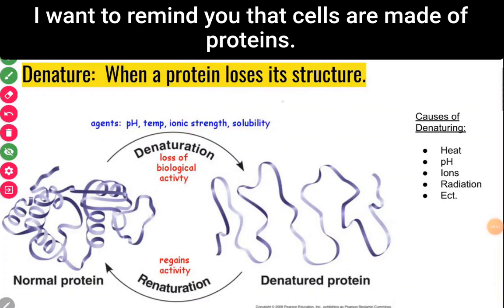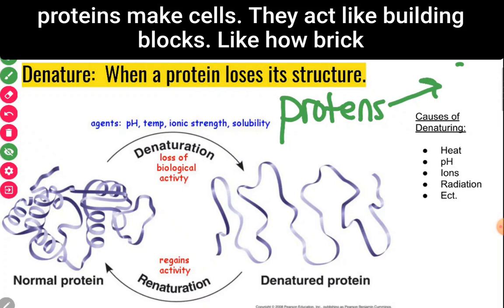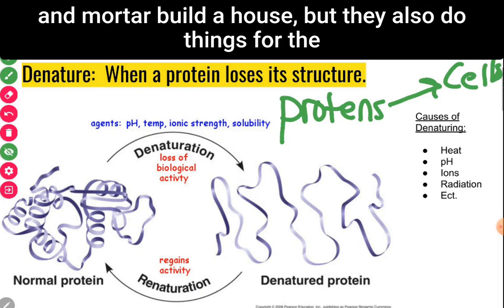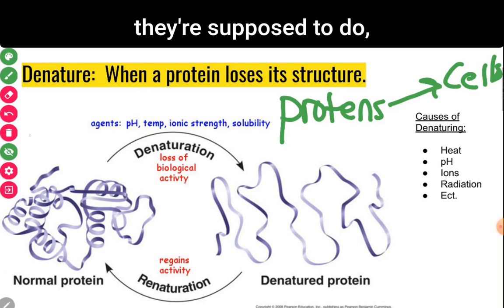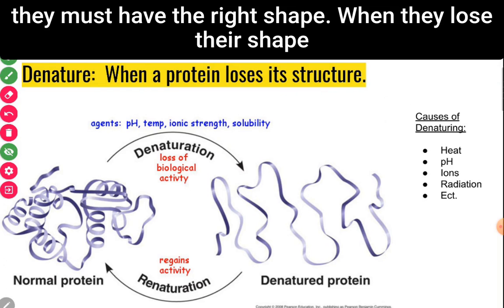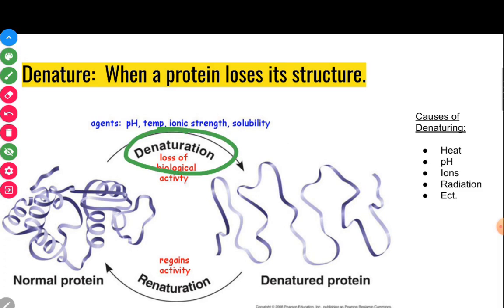I want to remind you that cells are made of proteins. Proteins make cells. They act like building blocks, like brick and mortar build a house, but they also do things for the cell that help them to function. In order for them to do what they're supposed to do, they must have the right shape. When they lose their shape through a process called denaturation, they can no longer function.